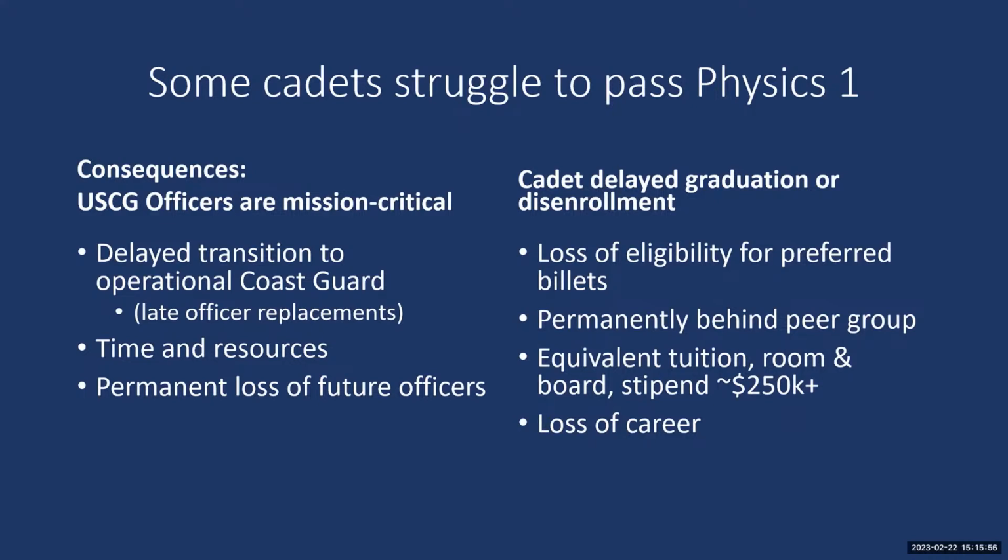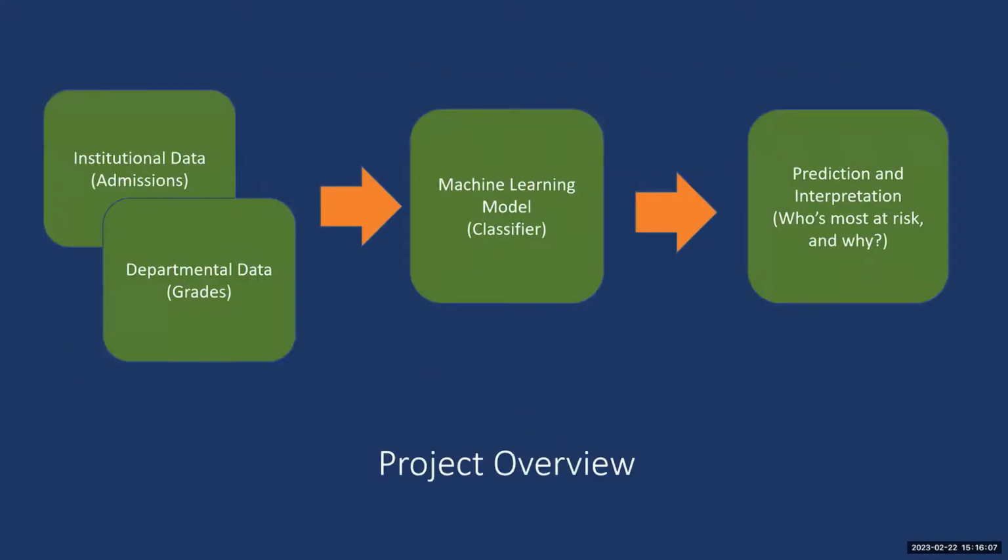While we have academic support programs in place, a lot of the time we don't recognize that a student is struggling until they've failed an exam or two, and then they're already behind. To address this, I've built a tool that looks at some institutional data that we have right at the beginning of the semester and uses it to train a machine learning model that we can use to predict who is likely to struggle in Physics 1, even before they've done anything in the class. And then we can get a report on those cadets that even includes why they might struggle.